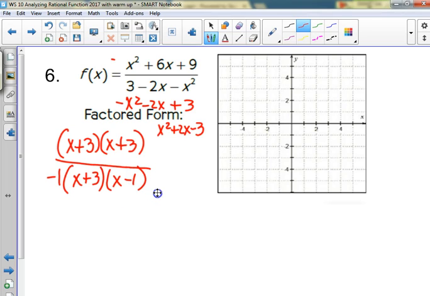All right, what do you notice? There's a hole in our bucket. Where's the hole? Okay, now, please, if it asks for domain, you have to do domain restrictions before you cancel anything. What can x not equal?